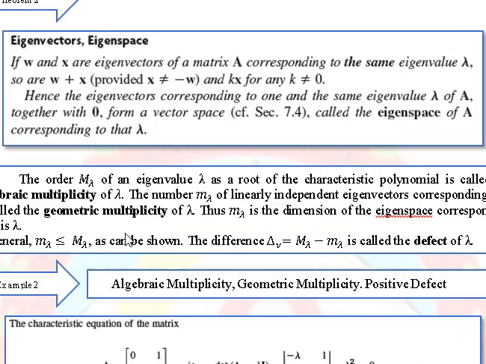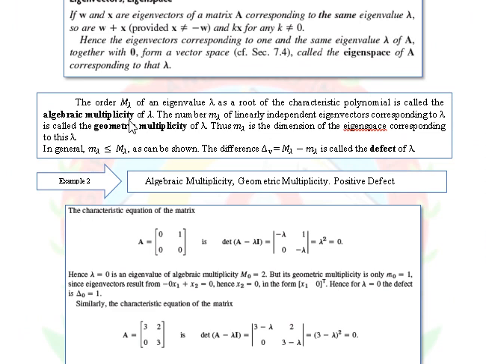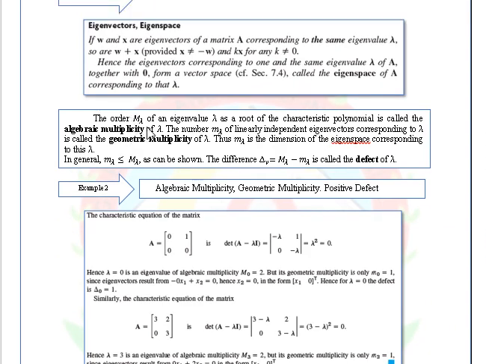Okay, right. The order of an eigenvalue lambda as a root of the characteristic polynomial is called the algebraic multiplicity of lambda. And the number of linearly independent eigenvectors corresponding to this eigenvalue lambda is called the geometric multiplicity of lambda. These are just the names of those, the order and the name of our eigenvalues. Thus, the geometric multiplicity is the dimension of the eigenspace corresponding to this lambda.